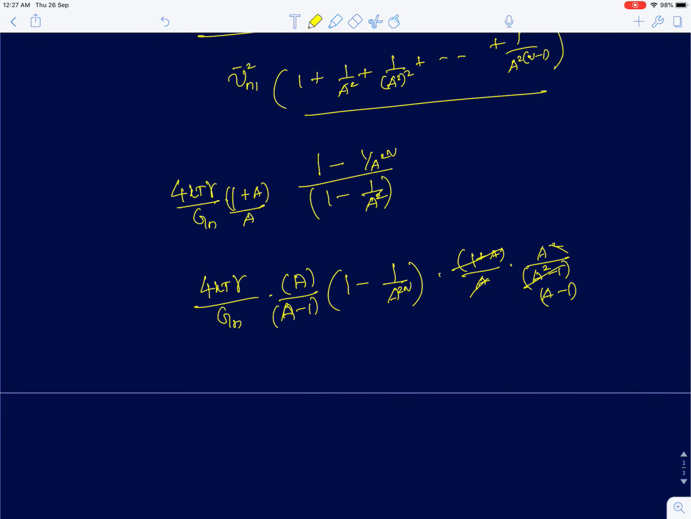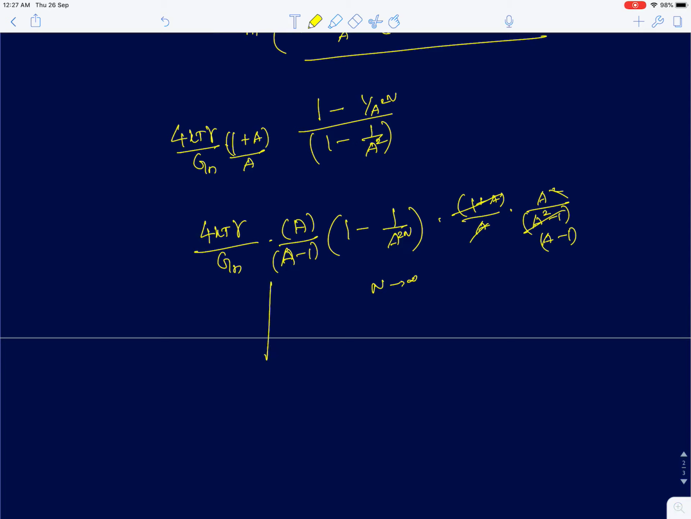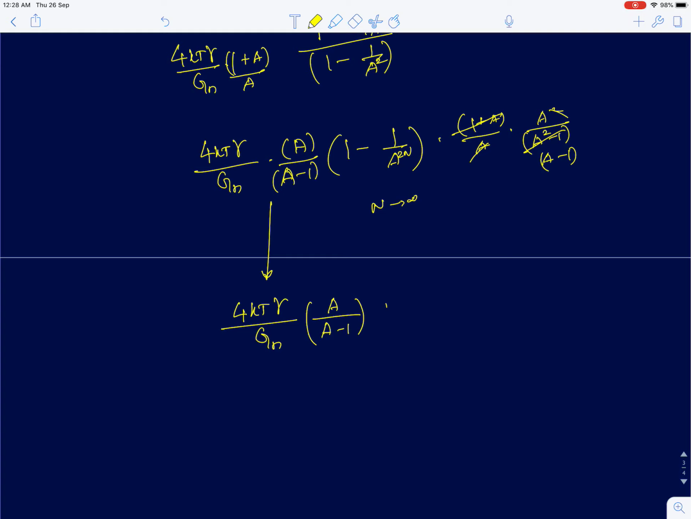Now for a large number of stages, if n is very large, then this value will simply reduce to 4 kT gamma by Gn into A by A minus 1. Okay, now if you increase the gain, this result simply tells you that most of the noise is only because of the first stage itself. Okay, that's what this result tells us. Most of the noise is because of the first stage.